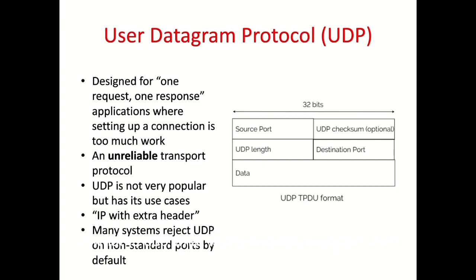So what is UDP? What is the User Datagram Protocol? We have an example of what a UDP packet looks like. It's usually 32 bits wide. We have the source port, for the machine that we're sending it from, as well as the destination port of the machine we're sending it to.